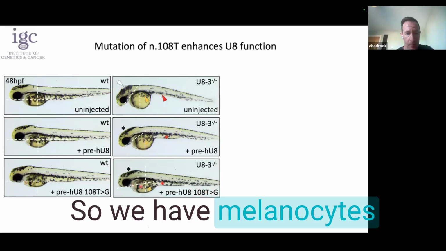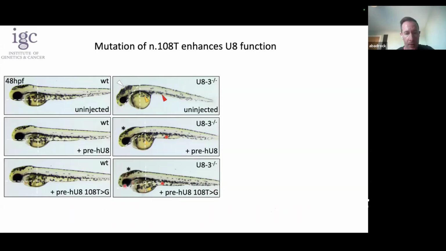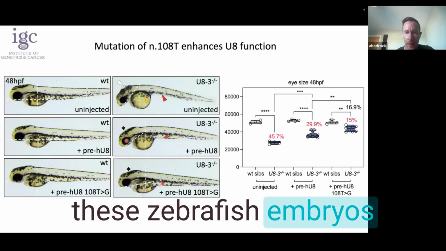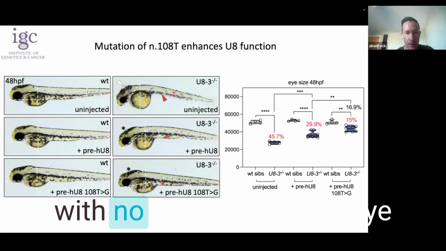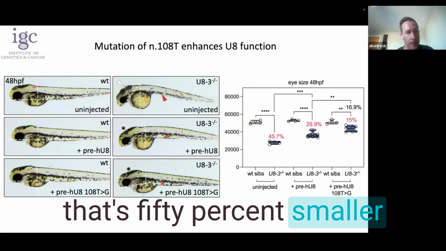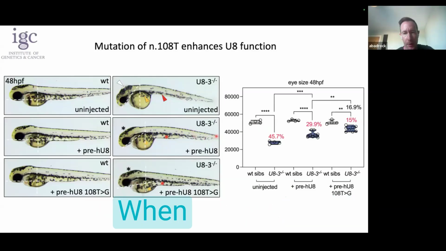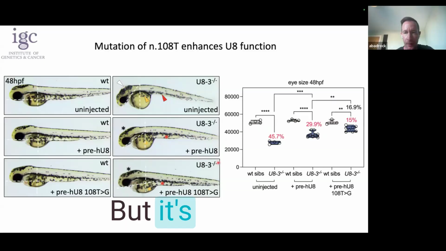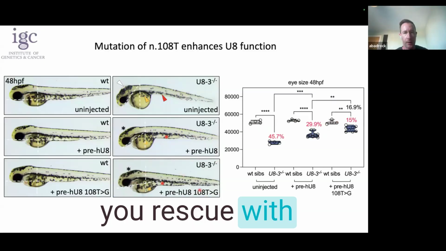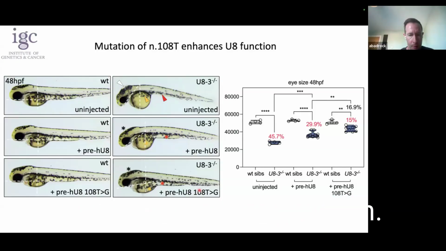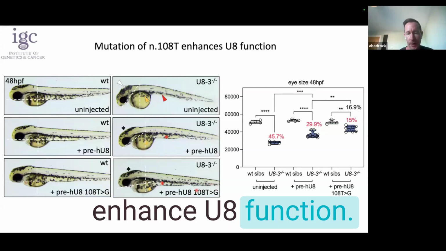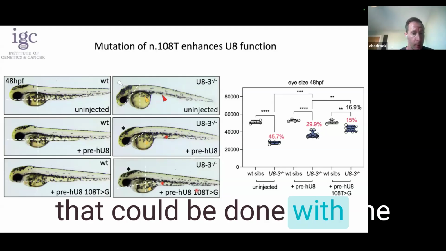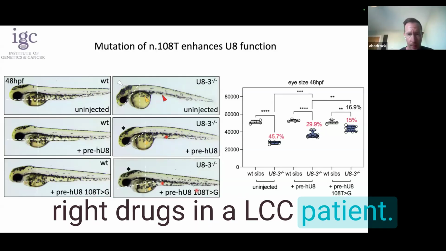So we have the melanocytes move much further over the yolk, and we can even measure the eye size of these zebrafish embryos and show that a mutant with no function has an eye that's 50% smaller than its wild-type sibling. When you rescue with human U8, it becomes around 30% smaller, but it's only 15% smaller when you rescue with this human U8 where you can't pseudouridylate the position. And so we're thinking that potentially if you can block this modification, that might be a way to enhance U8 function. That might be something that could be done with the right drugs in an LCC patient.